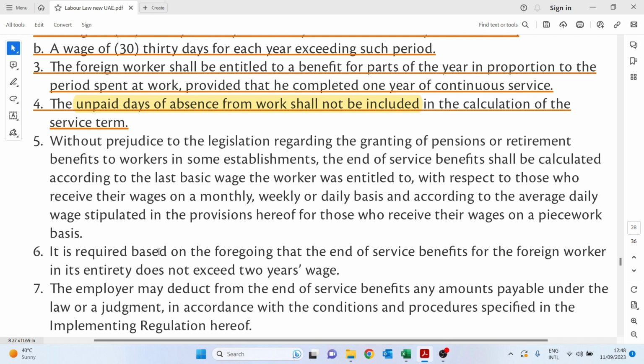That's it. It is required, based on the foregoing, that the end of service benefits for the foreign worker in their entirety do not exceed 2 years' wage. So the whole total of the end of service as per this calculation should not exceed his total 2 years' salary. And the seventh point, the employer may deduct from the end of service benefits any amounts payable under law or judgment in accordance with the conditions and procedures specified in the implementation regulation hereof. So if there is any amount payable back to the company, that will be deducted.